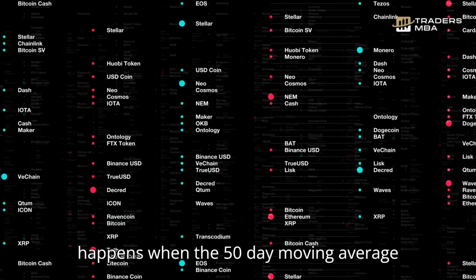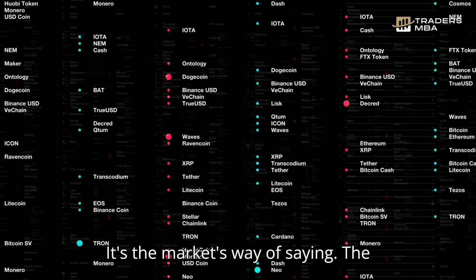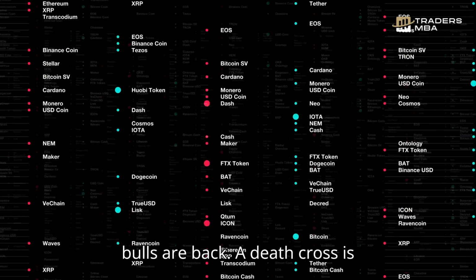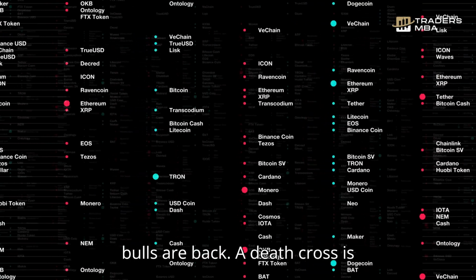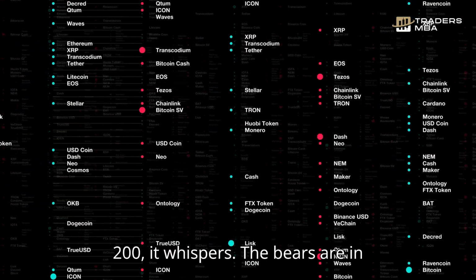A golden cross happens when the 50-day moving average crosses above the 200-day moving average. It's the market's way of saying, the bulls are back. A death cross is the opposite. The 50 drops below the 200. It whispers, the bears are in control.